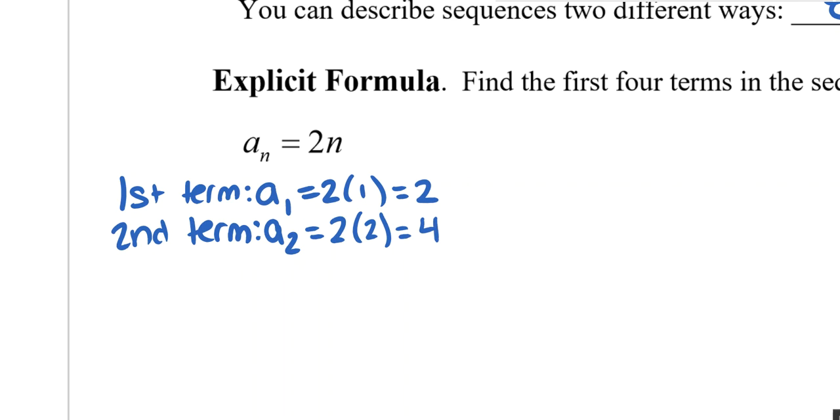So we get 2 times 2 is 4 for our second term. For our third term, we're going to repeat this pattern, and we're going to replace the n with 3. 2 times 3 is 6. That is our third term. And by now you should start to see the pattern developing.